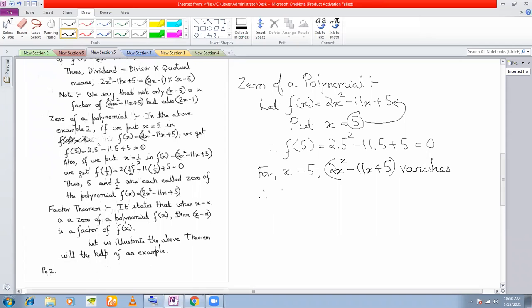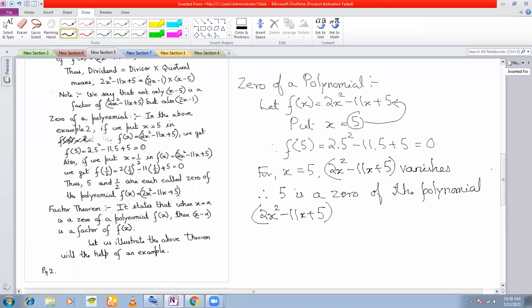Therefore, we call 5 a zero of the polynomial 2x square minus 11x plus 5. Similarly, you can have another zero.